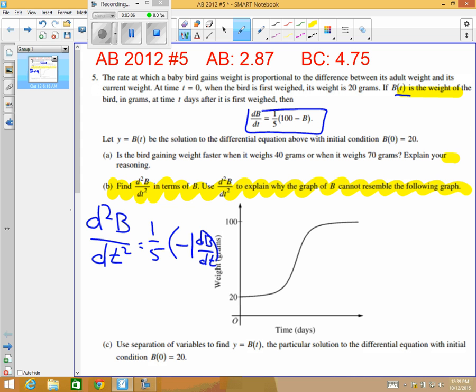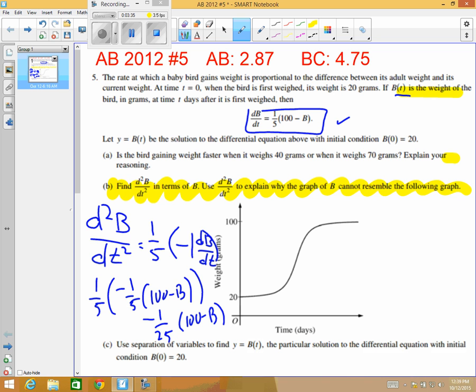So our final answer for second derivative would be 1/5 times -1 times whatever we had for dB over dt. We could clean that up a little bit. 1/5 times -1/5 is -1/25 times 100 minus b. I'll probably give you credit for either one of those two lines.